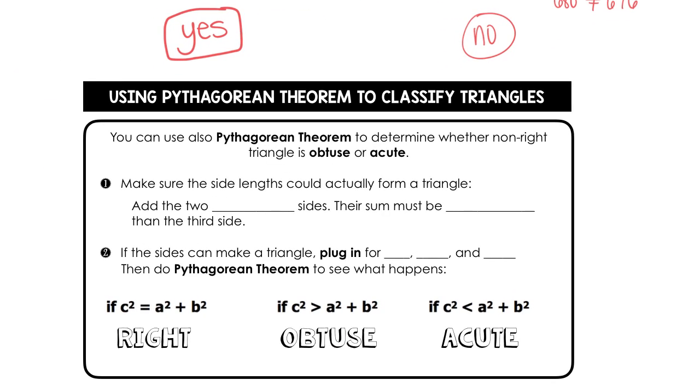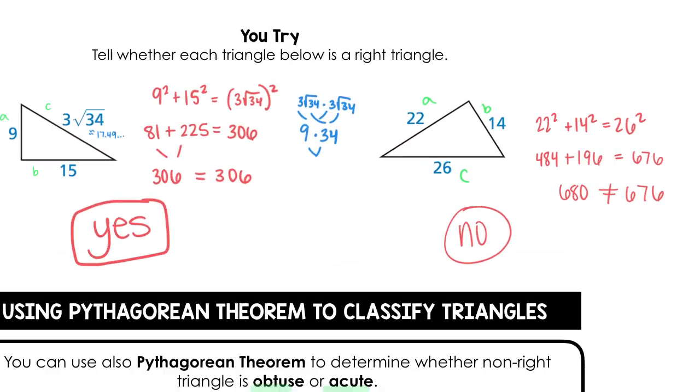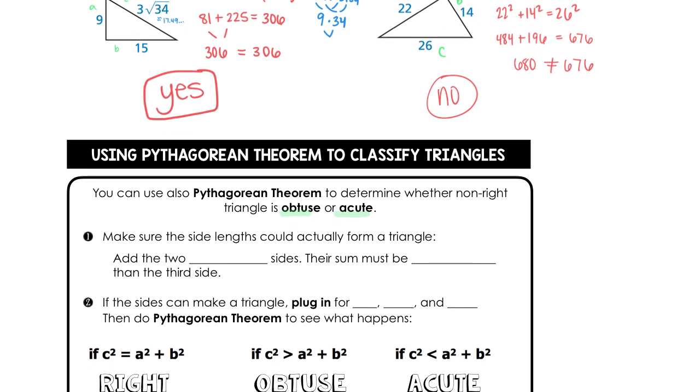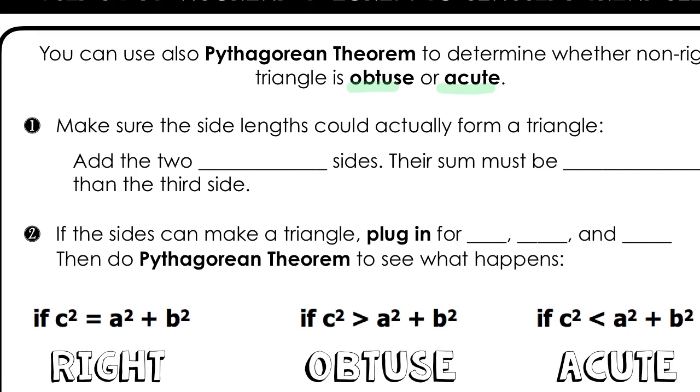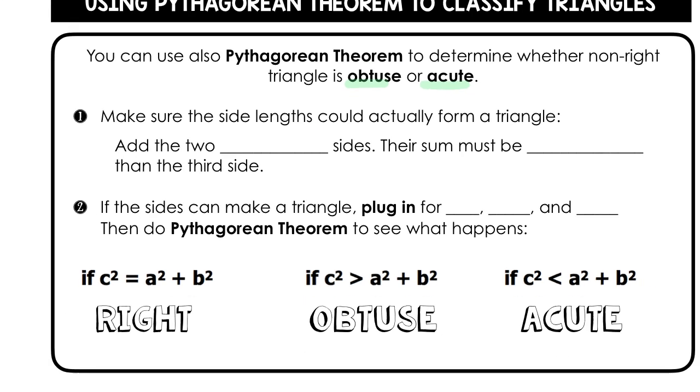All right, and then the last thing we're going to do with Pythagorean theorem, you can actually use it to classify triangles and figure out if they are obtuse or acute. So we're going to learn how to do that. Obviously we can use it to figure out if they're a right triangle. That's kind of what we did up here, right? We were figuring out if these are a right triangle. If it's not a right triangle, we can figure out whether it's going to be an obtuse triangle or an acute triangle. And here's how you do that.